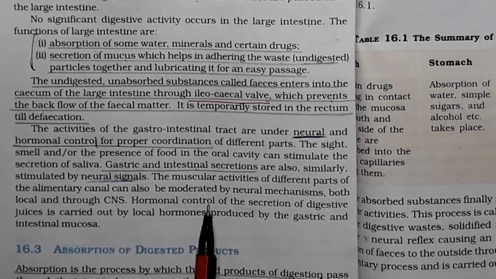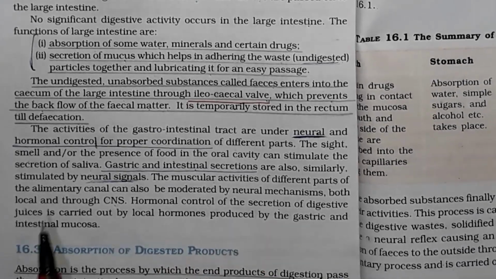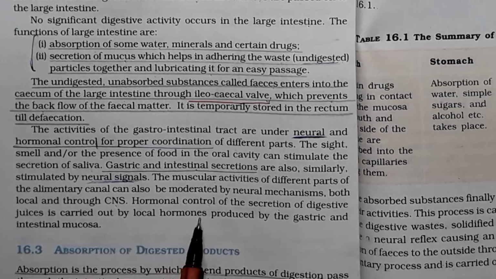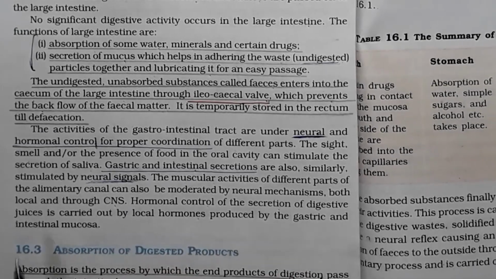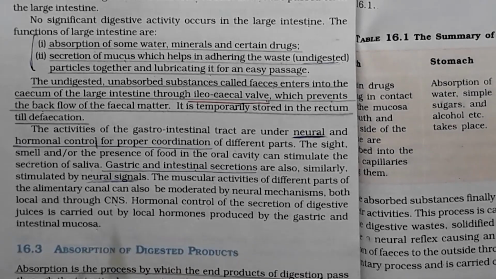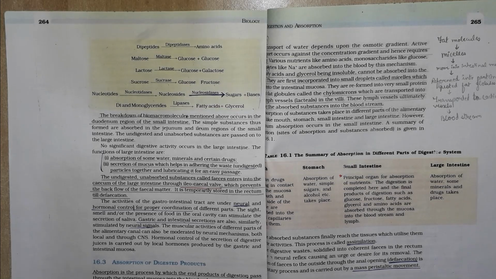So the hormonal control of the secretion of the digestive juices is carried out by the local hormones produced by the gastric and the intestinal mucosa. So this was all about digestion of the products.